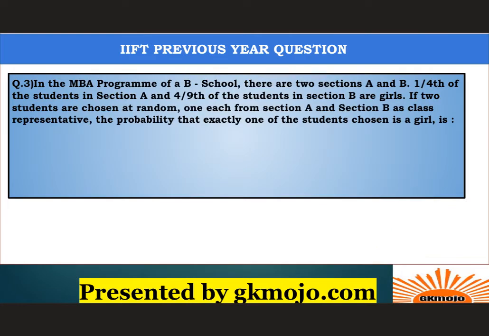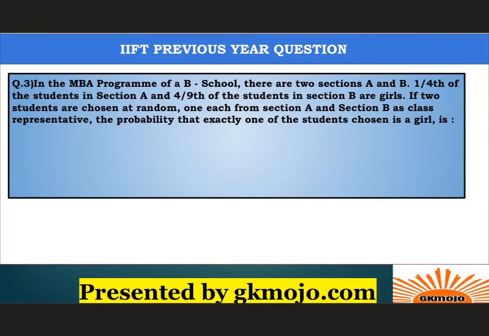Again, a very good question that appeared in IFT. In the MBA program of a B school, there are two sections, A and B. 1/4 of the students in section A and 4/9 of the students in section B are girls. If two students are chosen at random, one each from section A and section B as class representatives, the probability that exactly one of the students chosen is girl is, right?